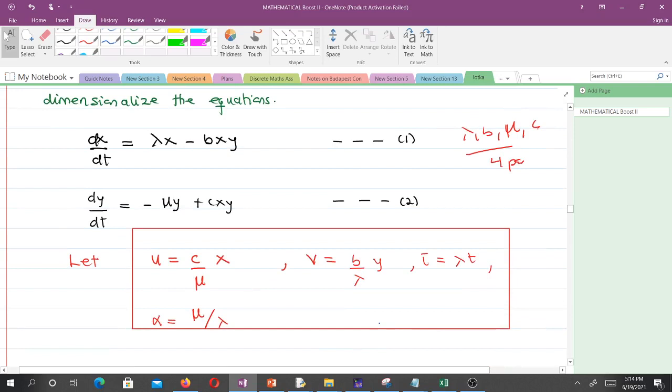So in non-dimensionalizing it, we are going to consider these equations. We are going to let u be equal to c over mu times x, and v be equal to b over lambda times y, and tau will be equal to lambda t, and alpha will be equal to mu over lambda. Alright, so take a critical look at these equations, because those are the equations we are going to use to non-dimensionalize the system.